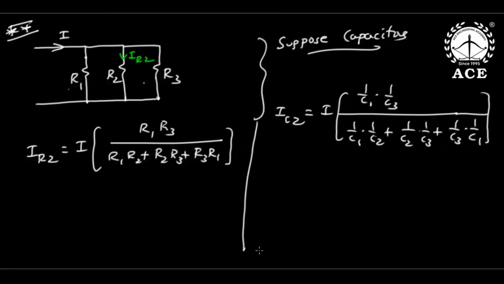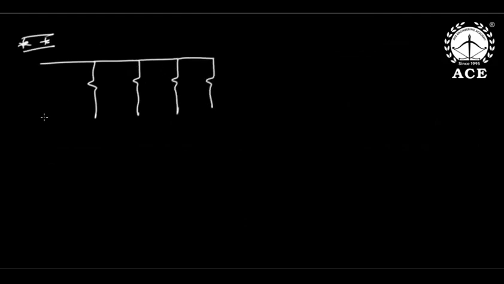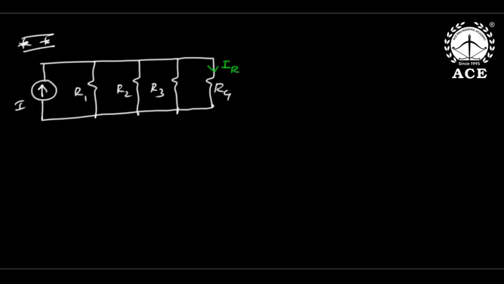Now suppose there are four resistors in parallel. In IES, this bit was asked, sir. Not that it is tough, sir. Suppose there are four resistors in parallel, and I'm giving total current I. R1, R2, R3, R4. Now I want current in R4, IR4 only, suppose.